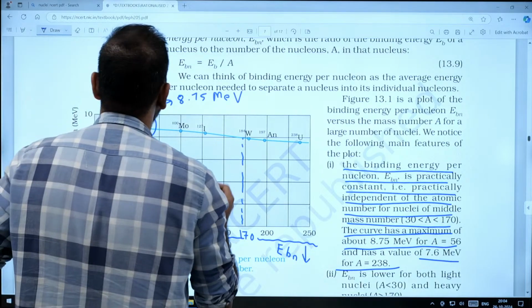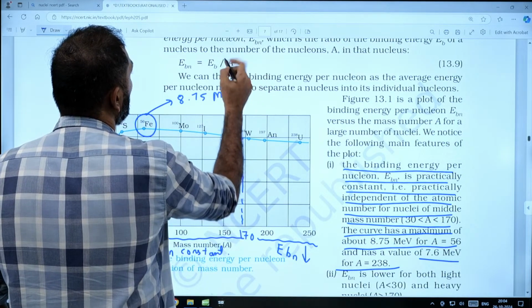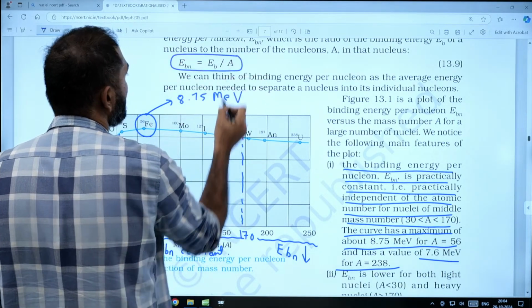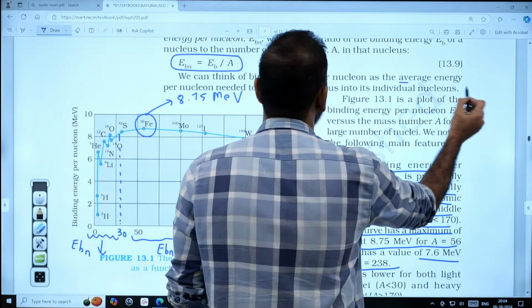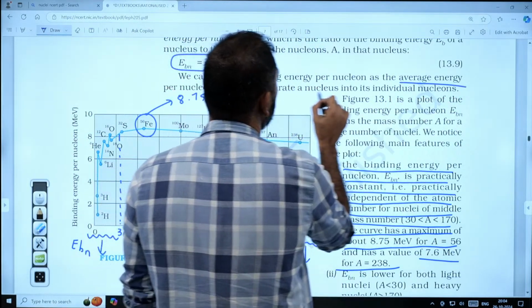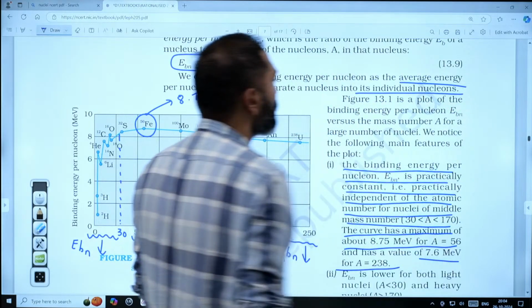See, the definition is also here. EBN equals binding energy divided by mass number. We can think of binding energy per nucleon as the average energy per nucleon needed to separate a nucleus into its individual nucleons.